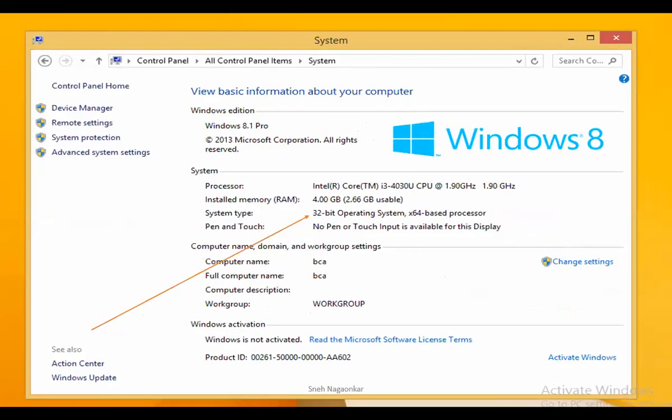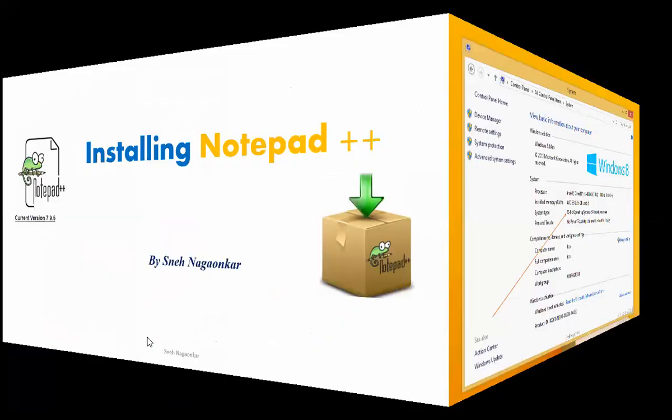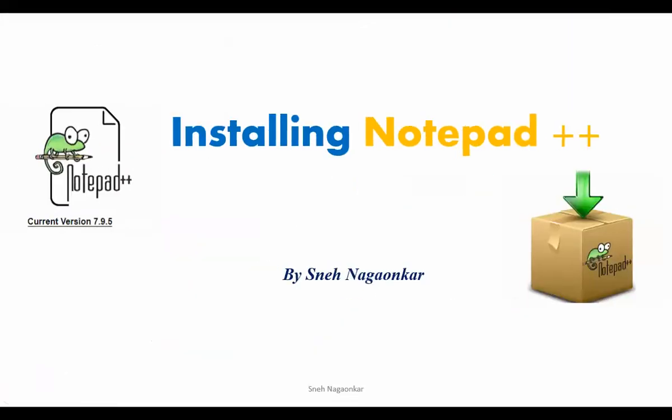The first thing that you need to do for installation, suppose if you have laptops at your home, you can just follow these instructions after my class. You can try installing Notepad++. The version which I'm using is 7.9.5. You can try these steps if you have a laptop at your home, after the class.